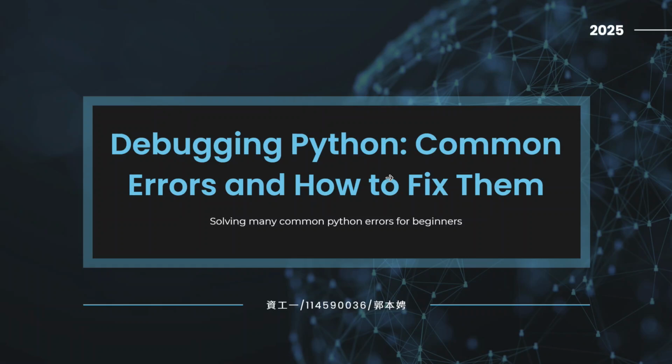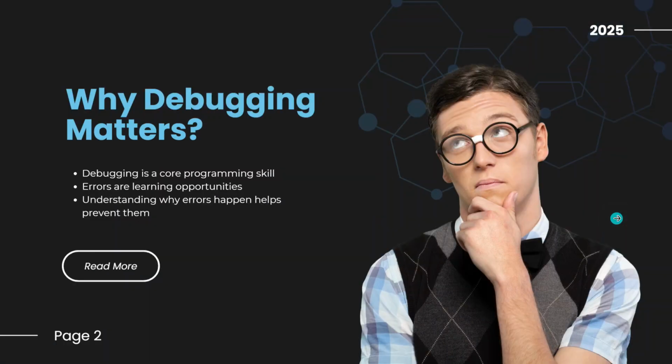So before we start, let's talk about why debugging matters. First, debugging is a core programming skill, as you will likely spend more time debugging than writing fresh code. Second, errors are a learning opportunity. Every time you see a red error message, Python is telling you something about how it works. And lastly, understanding why errors happen helps you to prevent them in the future.